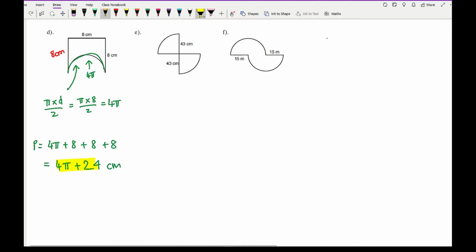But if I type that into my calculator, I'll get my decimal answer, which is 4 pi plus 24 gives me an answer of 36.6 centimeters, and that's to 1 decimal point.